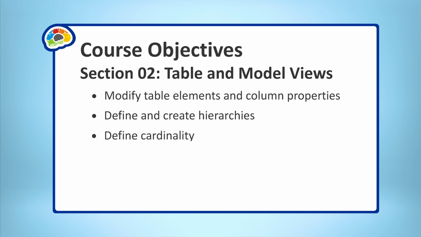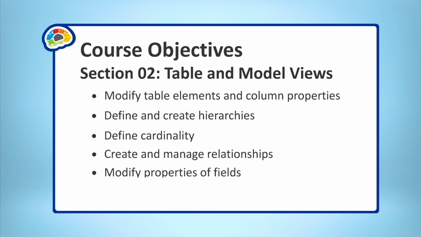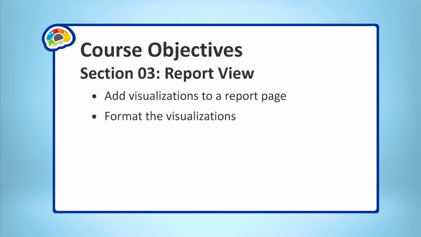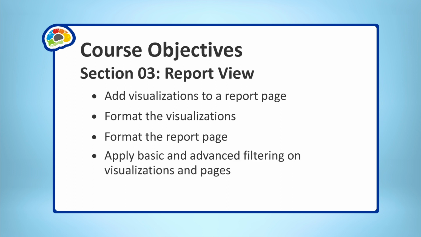Next, we'll define cardinality, create and manage relationships, modify properties of fields, and organize fields in display folders. From there, we'll add visualizations to a report page, format the visualizations, and format the report page. Then we'll apply basic and advanced filtering on visualizations and pages, and use a slicer to filter visualizations.